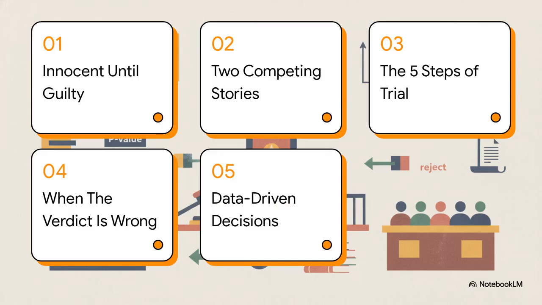Here's how we're going to break down this data-driven trial. First, we'll start with that core principle, innocent until proven guilty. Then we'll meet the two competing stories at the heart of every case. After that, we'll walk through the 5 key steps of the trial itself. Look at what happens when the verdict gets it wrong. And finally, we'll talk about why this whole process is so critical for making smart decisions in the real world.